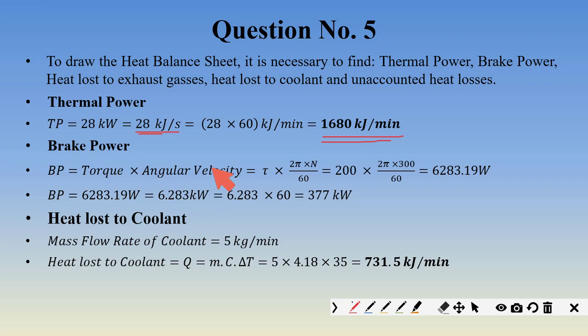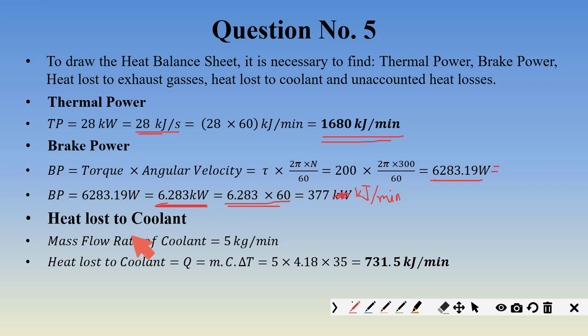What is brake power? Brake power is torque into omega. Omega is 2 pi n upon 60. So substituting those values, we get 6283.19 watt, which is 6.283 kilowatt. But kilowatt means kilojoule per second. We want to convert it from kilojoule per second to kilojoule per minute. That is why we multiplied by 60. And over here, I am really sorry, this should be kilojoule per minute, that is 377 kilojoule per minute.